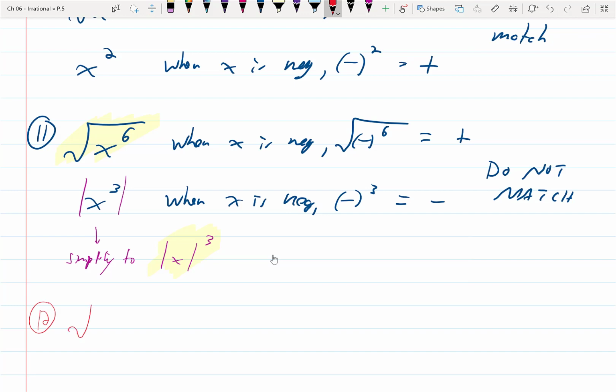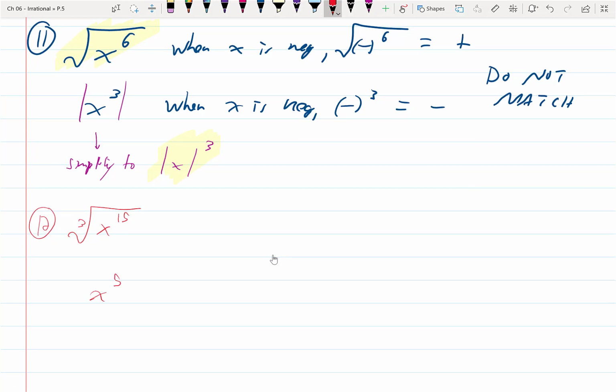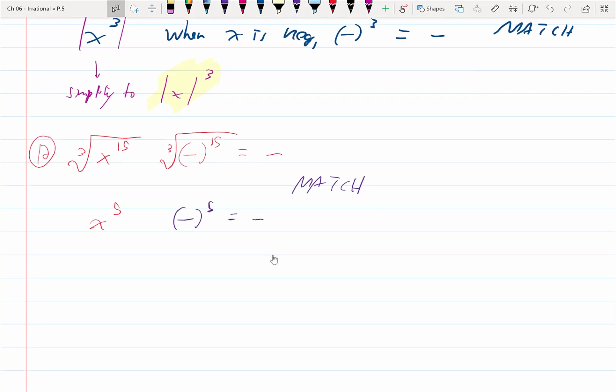So I'm going to go through this process one more time. Cubed root, x to the 15th. I'm going to simplify it, get x to the 5th. I'm going to check when x is negative, I get a negative to the 15th cubed rooted, and that is a negative. Then I'm going to check it here, negative to the 5th power, and that is a negative. And they match. So I don't need to do anything to fix that or change it.